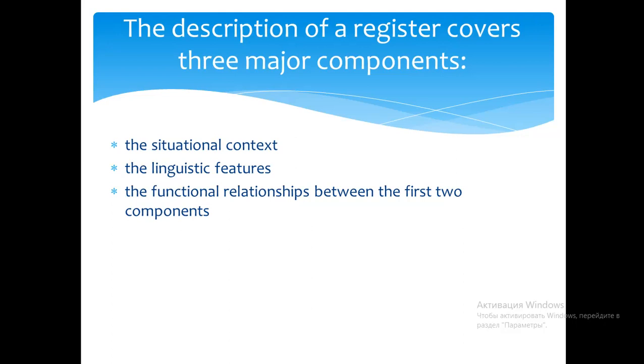According to the point of view of Douglas Biber and Susan Conrad, linguistic features are always functional when considered from a register perspective. That is, linguistic features tend to occur in a register because they are particularly well suited to the purposes and situational context of the register. Thus, the third component of any register description is the functional analysis.